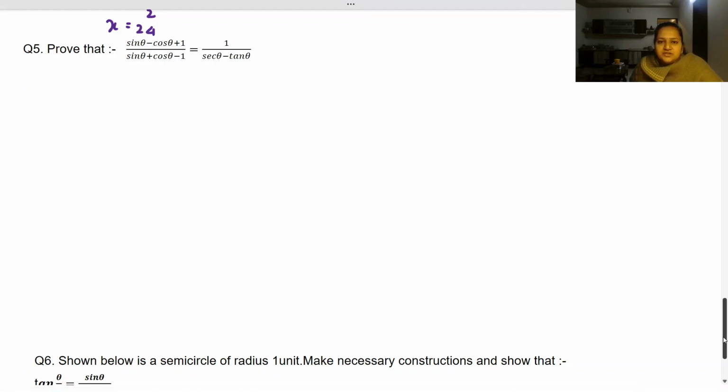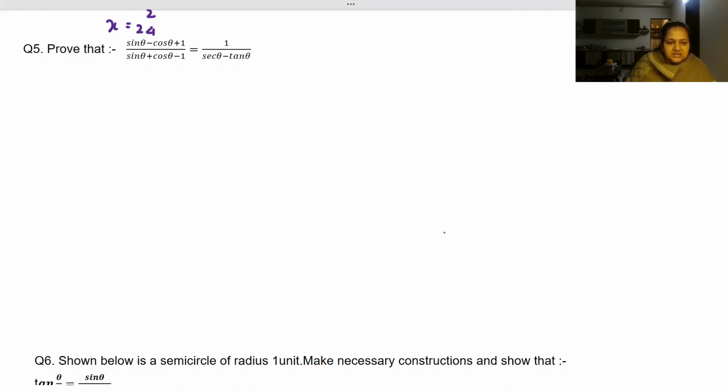Many children face problems with this question. We need to prove that (sin θ − cos θ + 1)/(sin θ + cos θ − 1) equals 1/(sec θ − tan θ). I'll teach you a very simple method. Follow that whenever you get this question. In 3 or 4 steps, you'll get your solution. You'll be able to prove the right hand side.